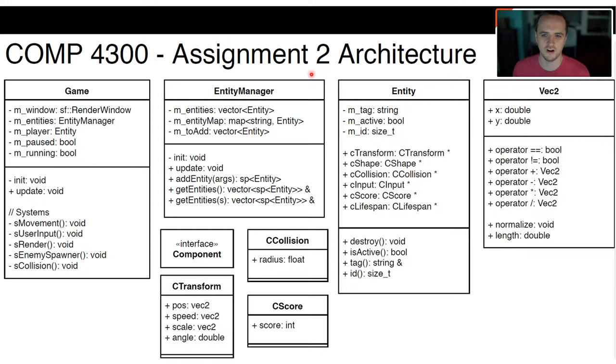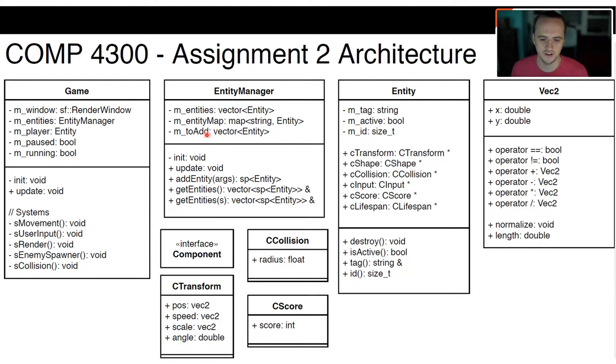So this was the architecture that we used for assignment 2. In assignment 2, we had a game class, we had an entity manager class, we had an entity, we had a vec2, and we had some components, right? So the hierarchy of this system was that the game class kind of did everything for us, right? So the game class had the window, so that's what we rendered to. It had the entity manager. That's what handled all the entities. That's this class over here. It had a pointer to the player, and it had all the systems in it as well. So the game class was really the main class that did 90% of the work in this assignment too.